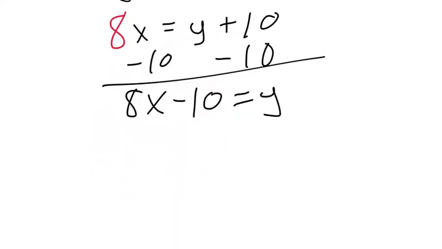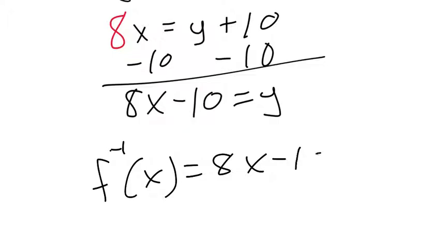This is the inverse function, but to put it in inverse function notation, we say f to the negative first of x equals 8x minus 10. Because this is our y variable, except now it's the inverse, and then this is what we said the inverse is going to look like.